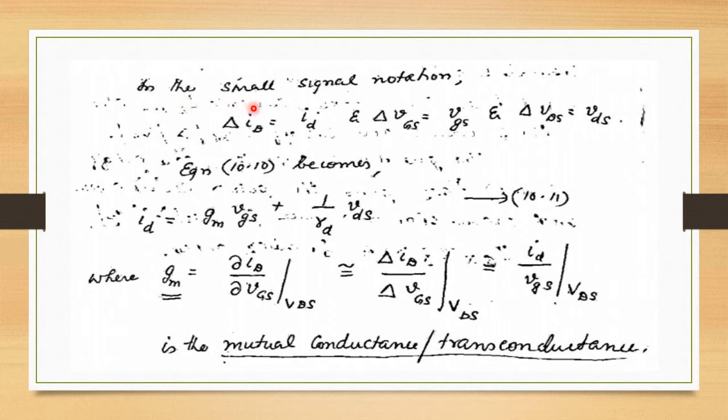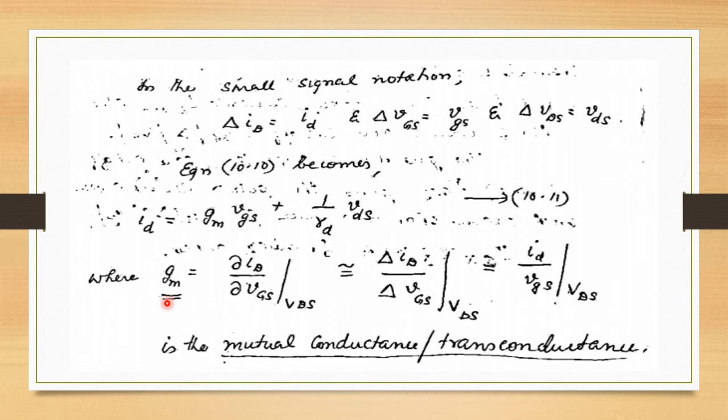Now in the small signal notations, delta ID is equal to small letter ID, and delta VGS is equal to VGS and delta VDS is equal to VDS. So we substitute these things in the above equation. We get ID is equal to GM VGS plus 1 by RD VDS. This is the equation number 10.11. So we have introduced two terms, GM and RD. These are the important parameters.